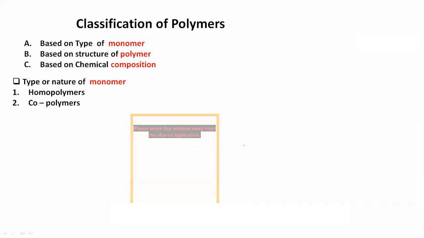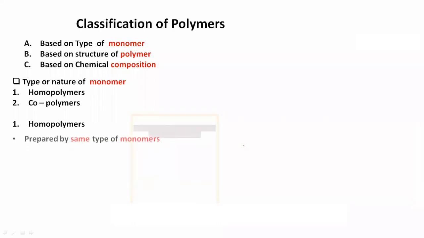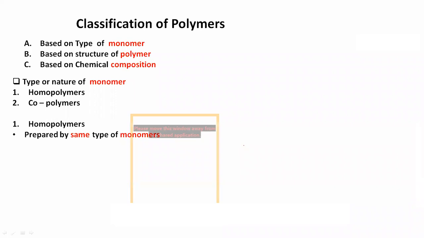So let us see first what homopolymers are. Homopolymers are prepared by the same type of monomer. One and the same type of monomer is repeated n times. That is what a homopolymer is. A simple example is polyethylene. In the case of polyethylene, the monomer is ethylene. So one and the same type of monomer, ethylene, is linked n times, and what we have is polyethylene, which is a homopolymer. Homo means same. The same type of monomer is used.